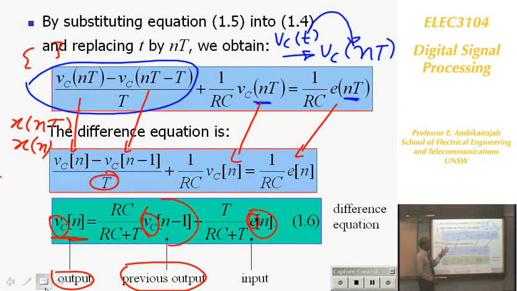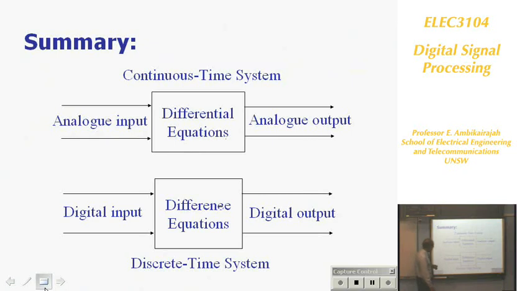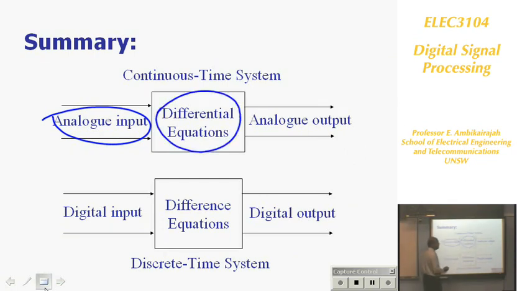I have shown you how to convert a simple differential equation into a discrete-time system, which is a simple difference equation, by using a small approximation technique. It's important for you to know this technique. You must know this one. So from now onwards, a continuous-time system, with analog input, is represented by a differential equation, and the output is analog. If it's a digital system, you will have a difference equation. Okay?